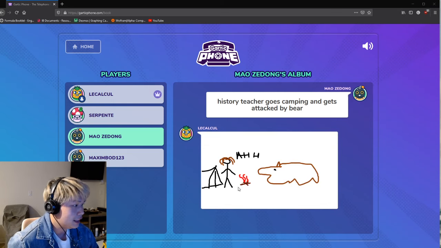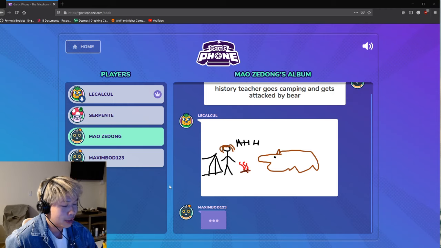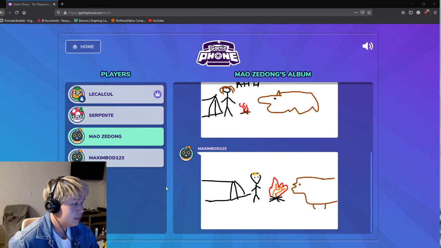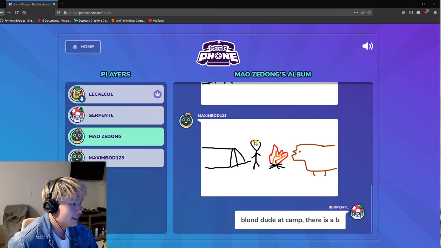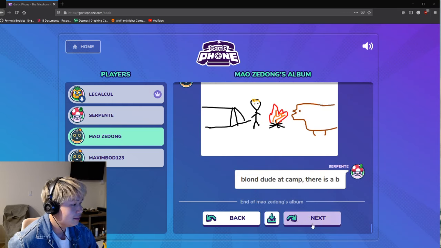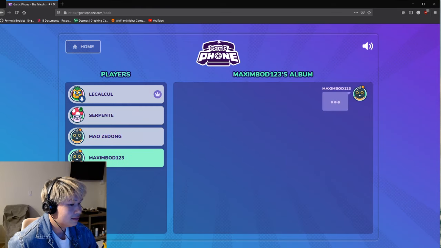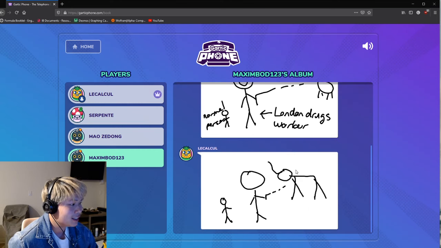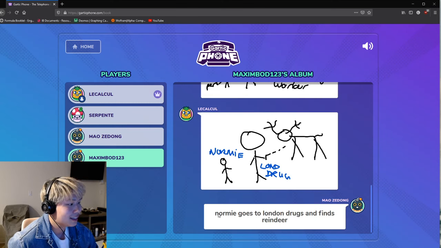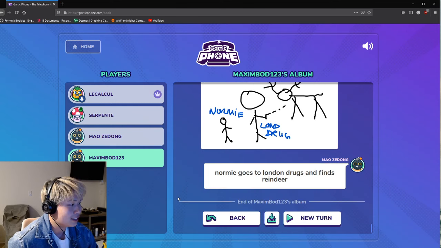My hair isn't, well, yeah, but the go-to to draw me is with pink hair. Why did you change the hairstyle? Tall pharmacist hunting. Oh my god. London drugs worker? Not all London drugs are pharmacists. Normie goes to London drugs and finds reindeer. What do you think this gun means?